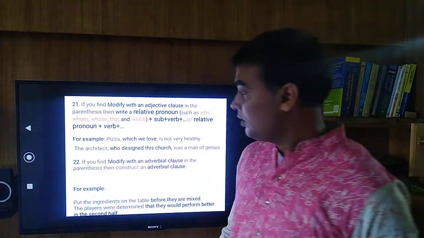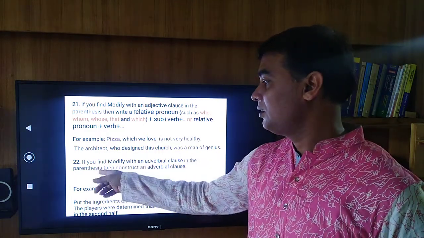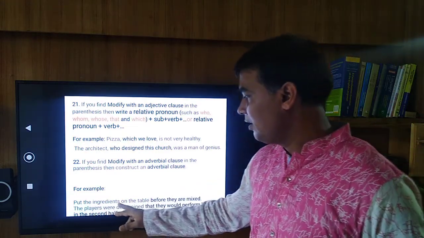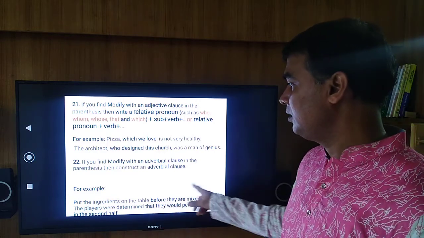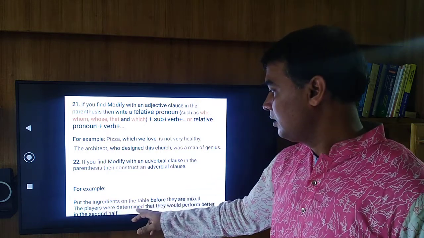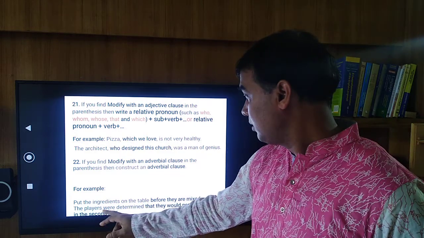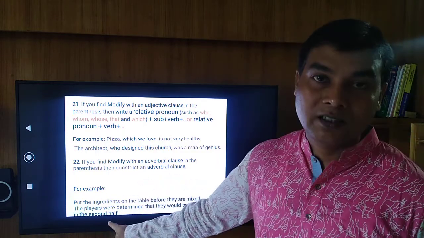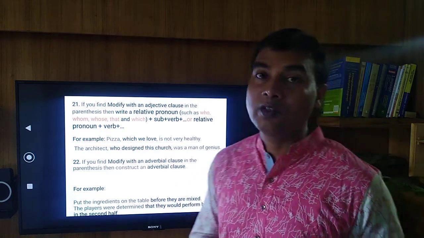And now technique number 22. If you find a modifier with an adverbial clause in the parenthesis, then construct an adverbial clause. For example, put the ingredients on the table before they are mixed. Here, before they are mixed, this is an adverbial clause. The players were determined that they would perform better in the second half. So here you see that they would perform better in the second half. This is an adverbial clause or adverb clause.